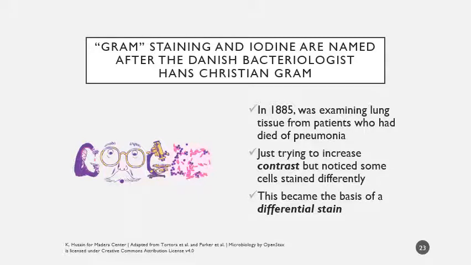He was just trying to increase the contrast between the microbes that were present and the lung tissue, but he noticed that when he tried this different staining protocol, some of the cells retained a purple color and others retained a pink color. So that tells us that there's something different between those cells. If they go through the exact same staining protocol and some of them hang on to one color based on chemical properties and others hang on to a different color based on chemical properties, there is a difference between them.